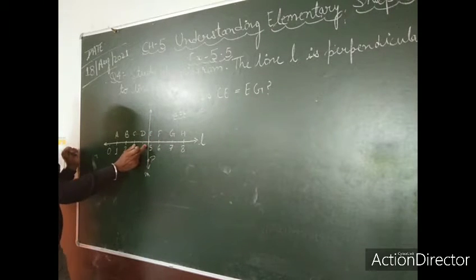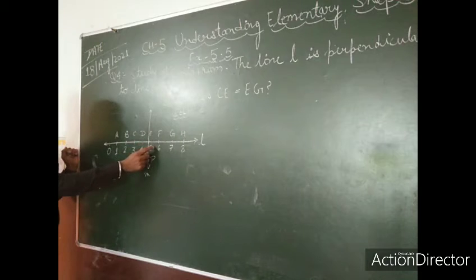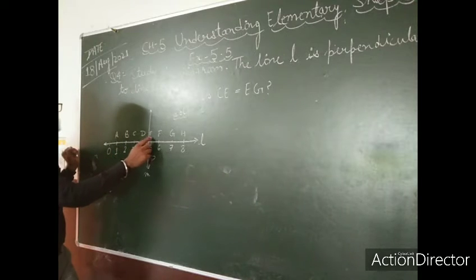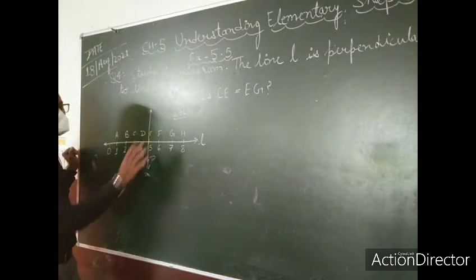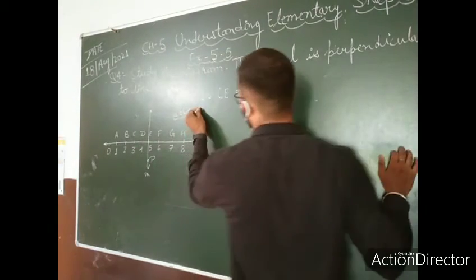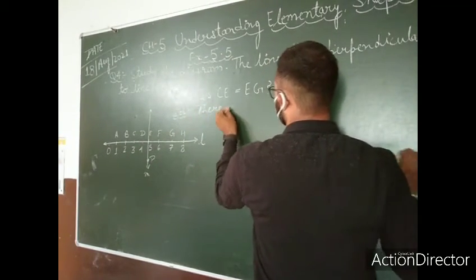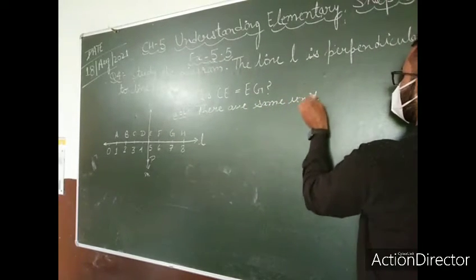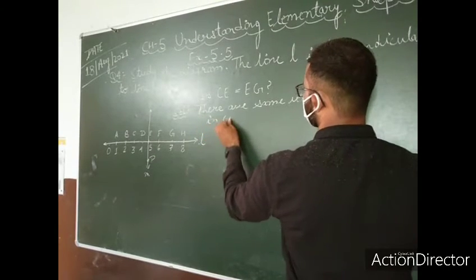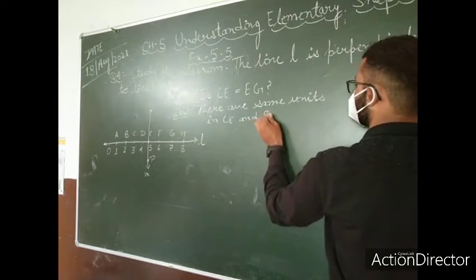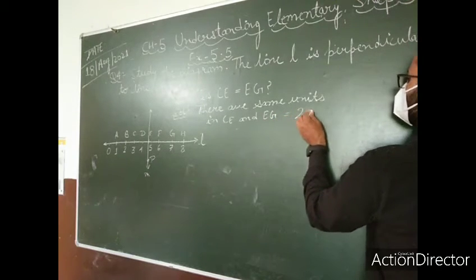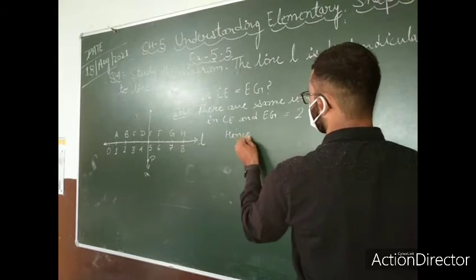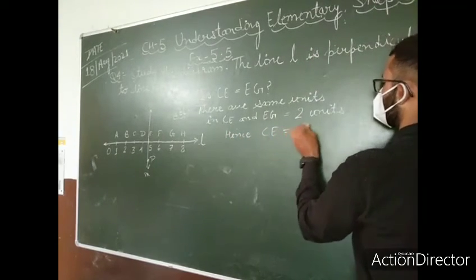There are 2 units here: 3 to 4 is 1 and 4 to 5 is 2. So two units are in the middle of C and E. Now E to G, there are 2 units. So here we write, there are the same units in CE and EG, equal to 2 units. Hence CE is equal to EG.